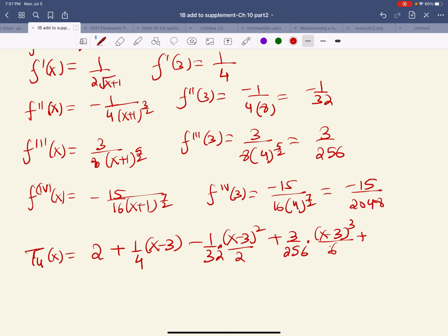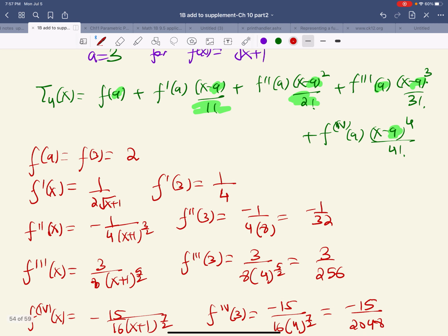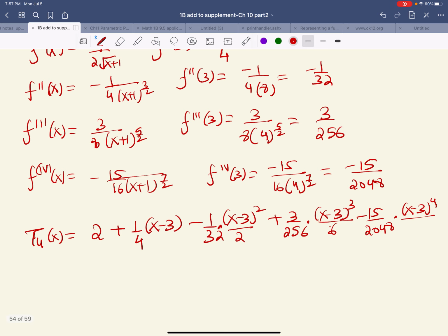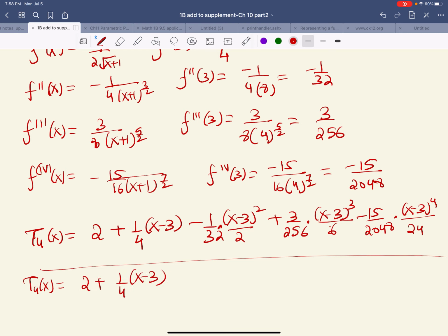Plus, the next term is actually going to be negative. So minus 15 over 2048 times x minus 3 to the 4th power over 4 factorial. 4 factorial is 4 times 3 times 2, which is 24. Now, this is our Taylor polynomial for this function. We can go ahead and clean it up a little. Use a calculator to do the multiplications that are needed.